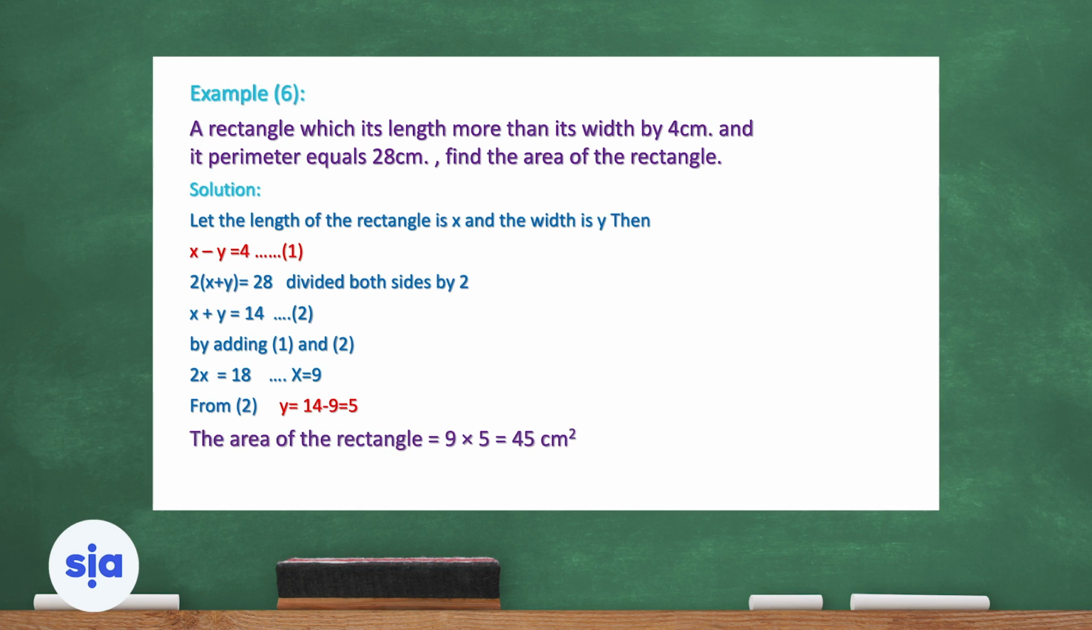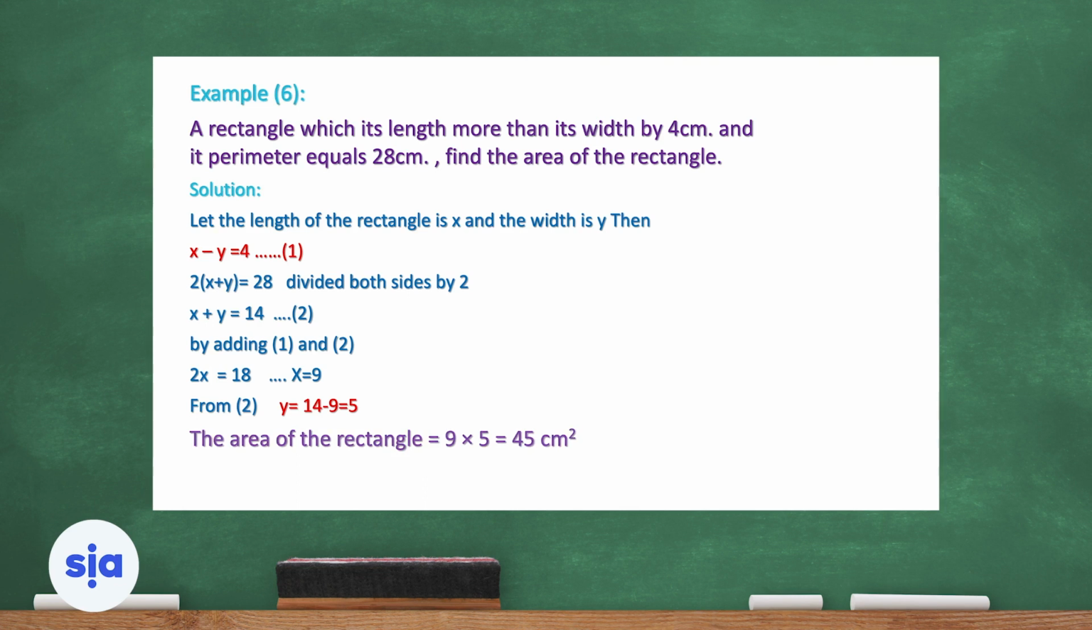And in the first equation, it says L equals W plus 4. Then we can use the substitution method by substituting here L by W plus 4. So it will be W plus 4 plus W equals 14. So 2W plus 4 equals 14. Then W equals 10 divided by 2. So W equals 5.